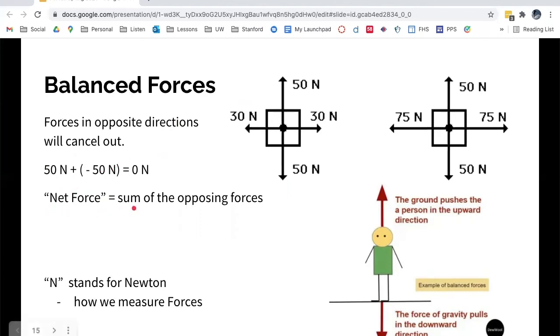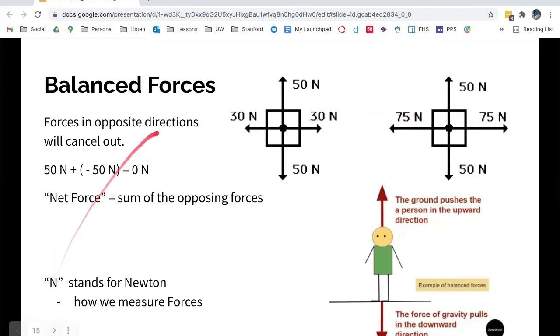We call this canceling out the net force. The net force is just the sum of opposing forces. So 30 newtons of force going in one direction versus 30 newtons of force going in the opposite direction. If you added those two up, since they're going in opposite directions, one's going to be positive and the other one's going to be negative, those will cancel out to 0 newtons of force. They're balanced. So it doesn't matter how much force there is, it could be 75 or 50. If they're in opposite directions, when you add them together, they cancel out.